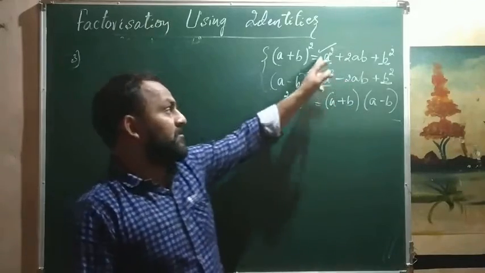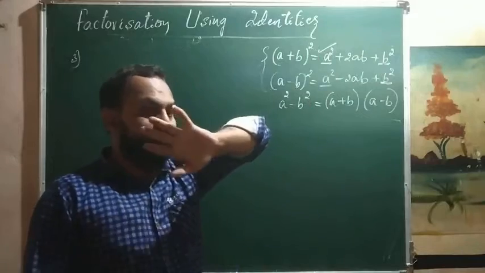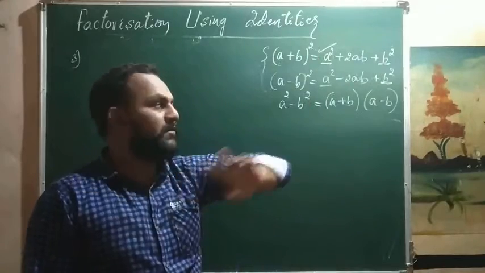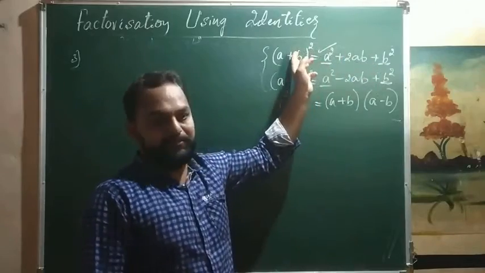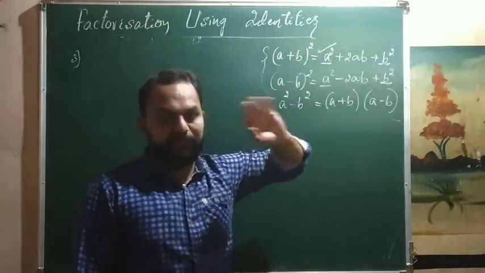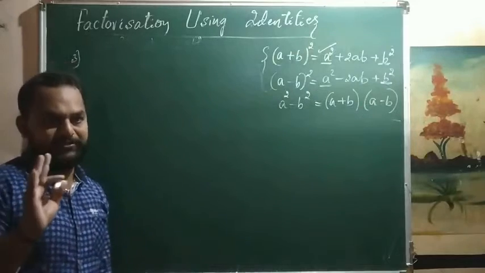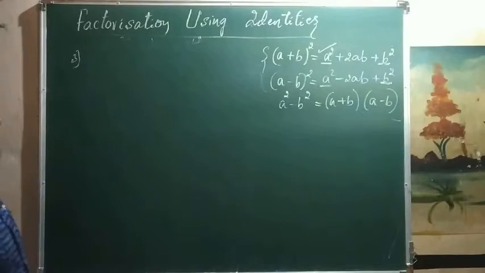Next, the first and third terms are perfect squares. Are the first and third terms perfect squares? Then apply this directly. a is this, b is this, a plus b whole square. First and third terms are perfect squares. Okay, these are the steps.